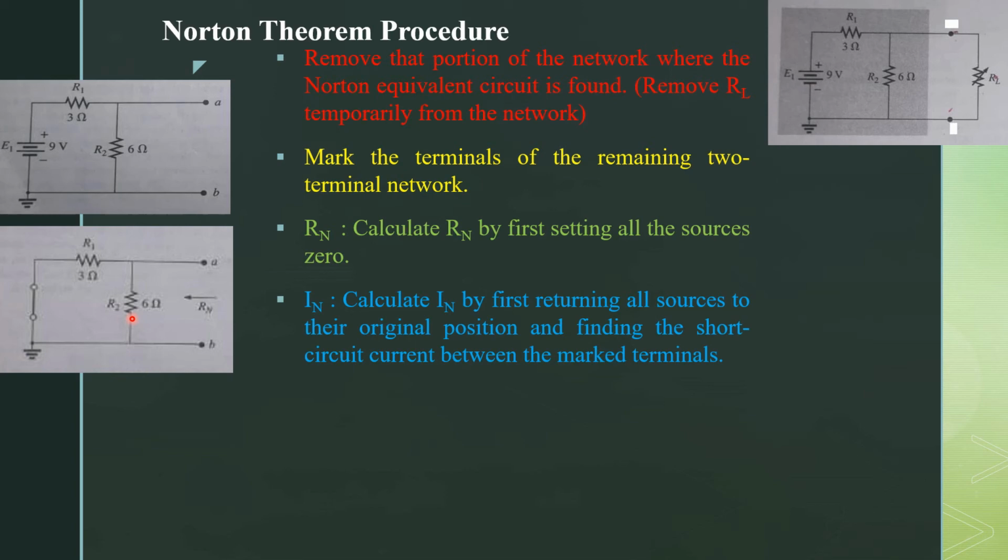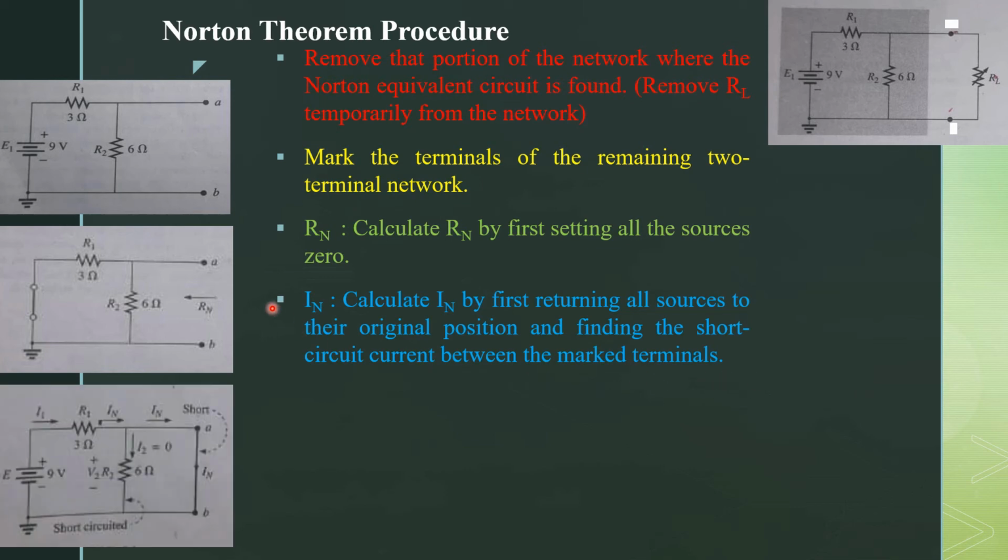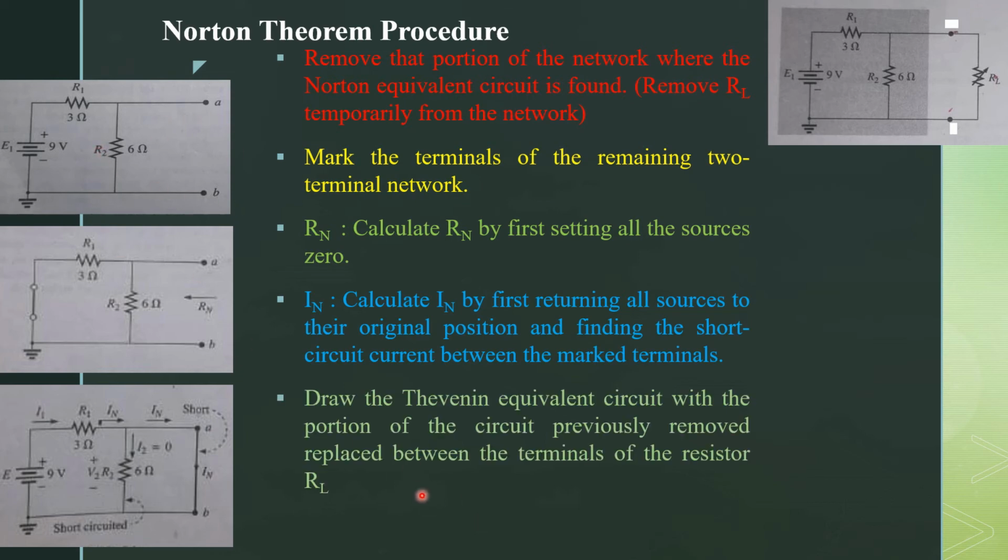In the next step, we have to find the Norton current. Calculate the Norton current by first returning all sources to their original position and finding the short circuit current between the marked points. From the figure you will see that the marked points are A and B. We have to find I Norton from that point in order to find the equivalent Norton circuit.